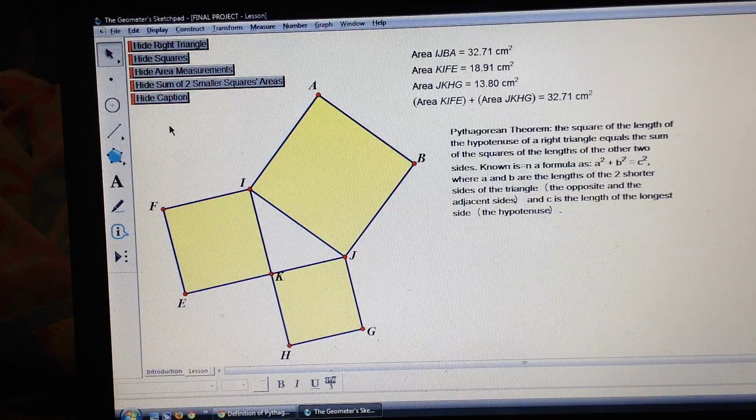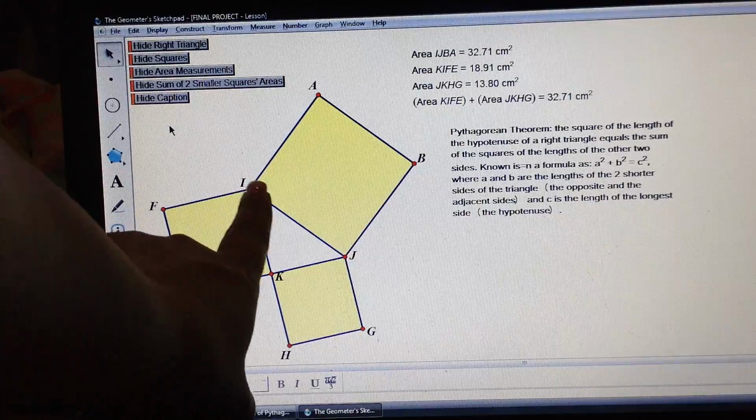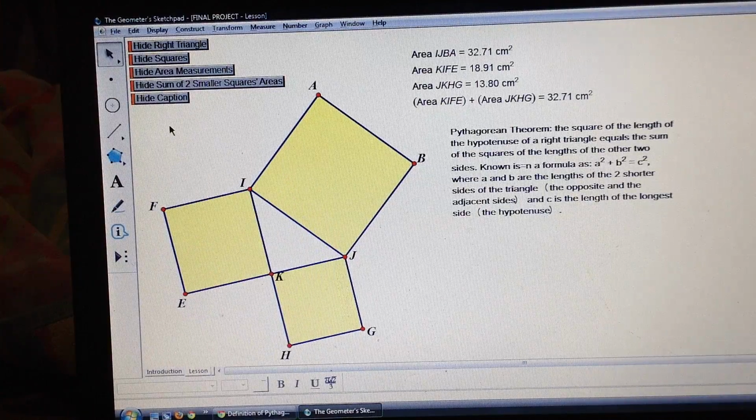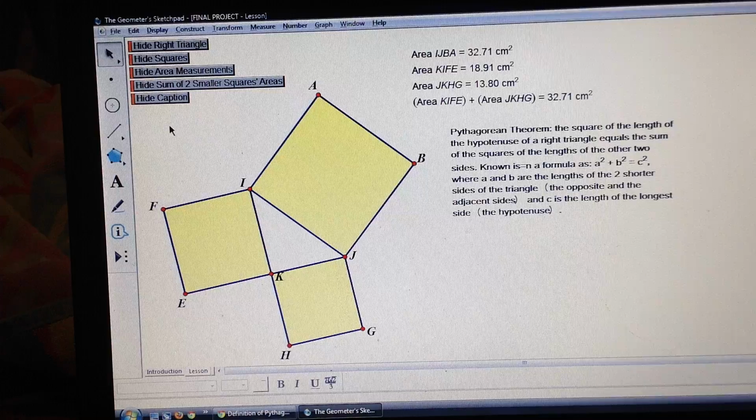And it says that the square of the length of the hypotenuse of a right triangle, which is the longest side, is equal to the sum of the squares of the lengths of the other two sides. And so, in a formula, this is known as a squared plus b squared is equal to c squared, where a and b are the lengths of the two shorter sides of the triangle, which is the opposite and the adjacent sides, and c is the length of the longest side, which is the hypotenuse.